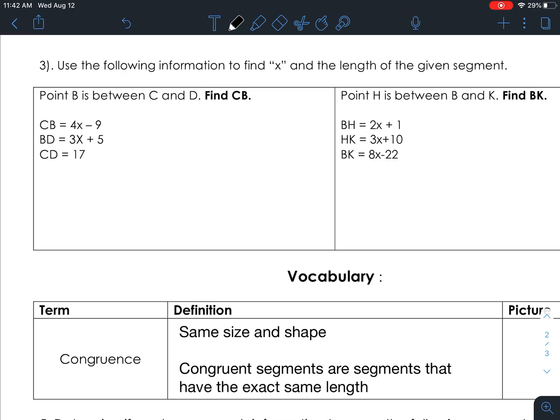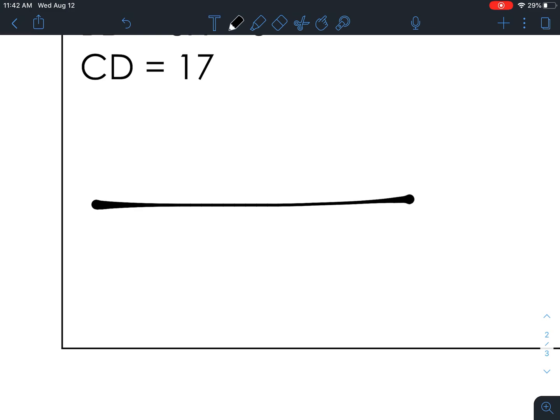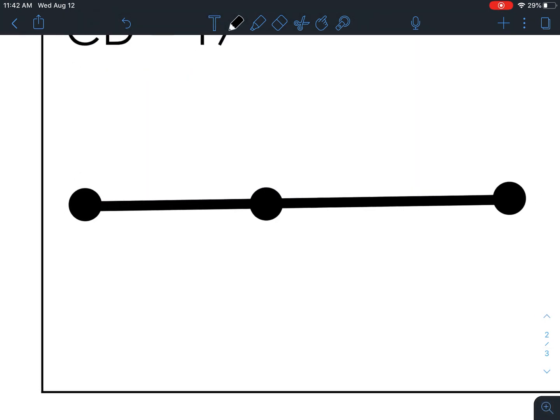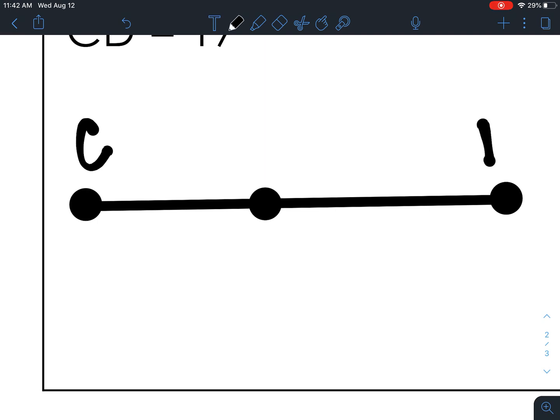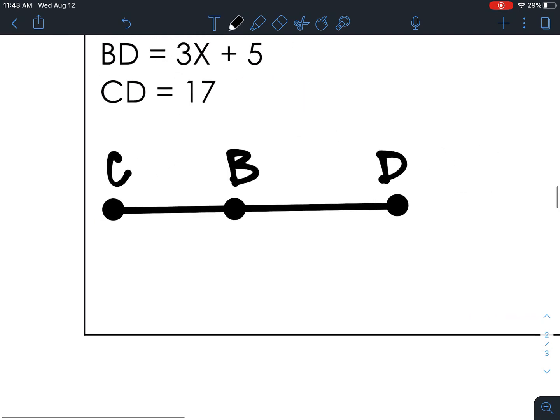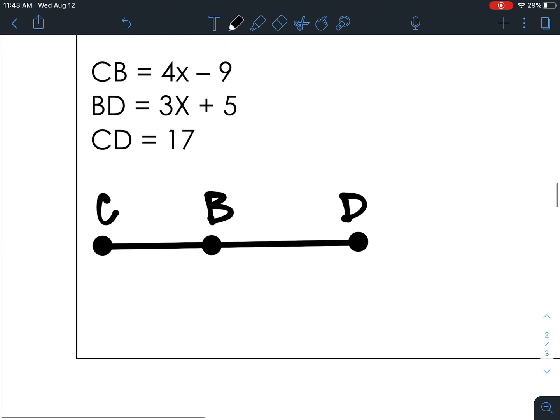So this first example says point B is between C and D, okay? So let's go ahead and draw that, all right? So we have point B is between points C and D. So that means C and D have to be our endpoints, and point B is in between them. Now this is just a quick sketch, all right? We don't really know how close point B is to C or D, all right? But we just know that it's in between there somehow.